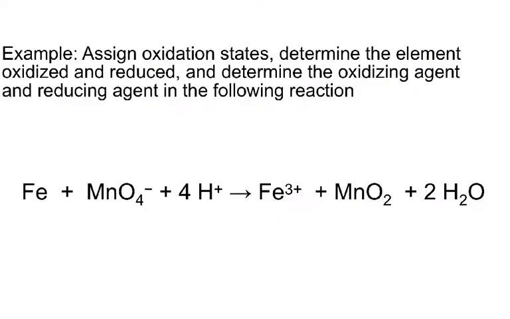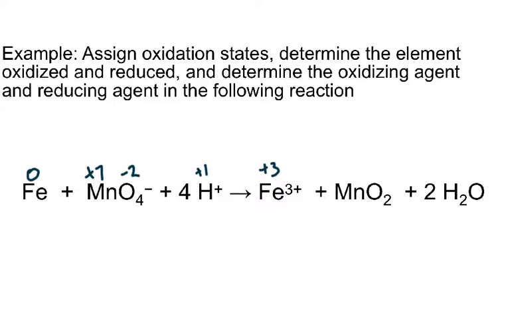One more practice. Assign oxidation states, determine the element oxidized and reduced, and determine the oxidizing agent and reducing agent in the following reaction. So here I would recommend pausing and then coming back for the explanation or checking the next slide to see if you got it right. So iron as an element has an oxidation state of 0. This manganese oxygen compound here, oxygen is assigned a -2. We need to add up to -1, so my manganese is a +7. The 4H plus is a +1. My iron 3 is a plus 3.